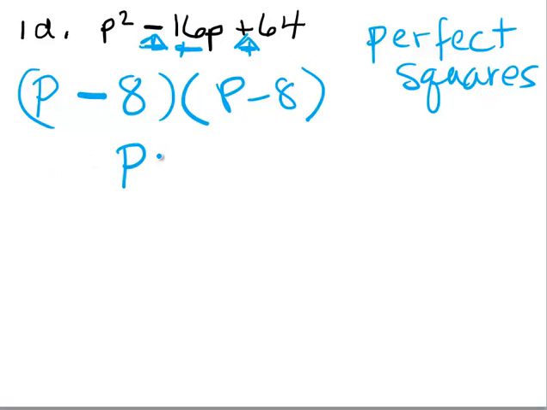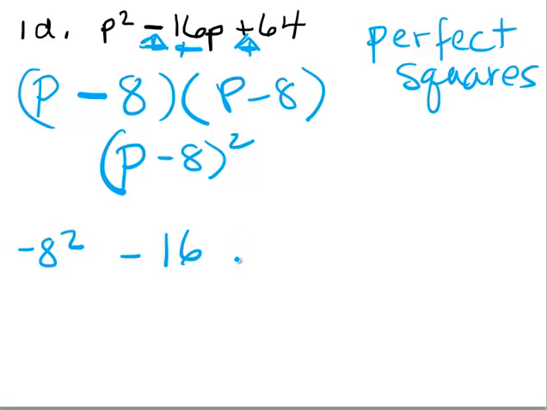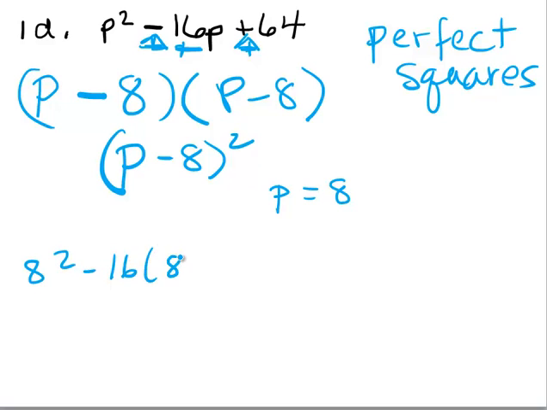So I could write that more efficiently like this, and I can test it. So negative 8 squared minus 16. Oh, I made a mistake. Don't forget that if I were going to test it, p equals positive 8. So 8 squared minus 16 times 8 plus 64. Oh, but I can't check it because I don't have an equal sign. Good save.